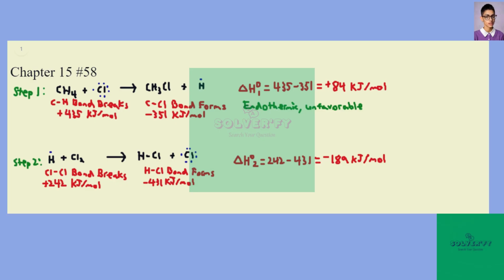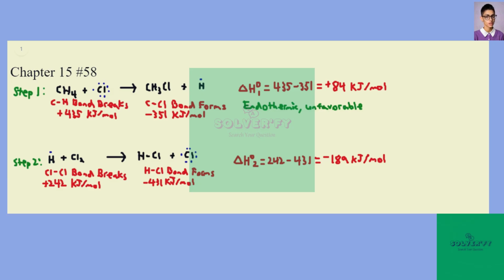This is the answer to Chapter 15, problem number 58 from the Smith Organic Chemistry textbook. And this problem is proposing an alternative pathway for the propagation steps in the radical chlorination of methane. And we're asked to calculate the delta H naught for these steps and explain why this pathway is unlikely.